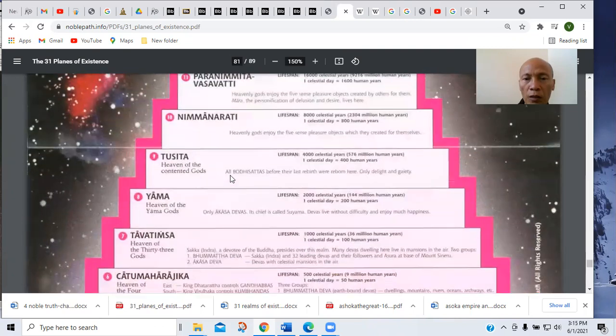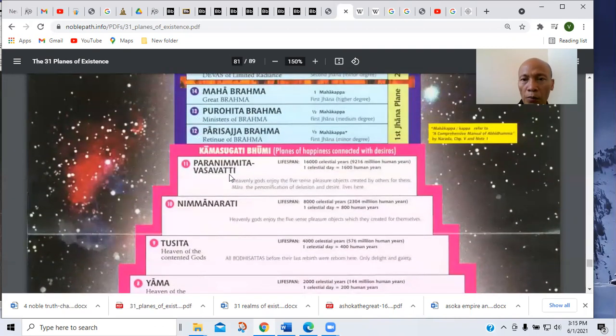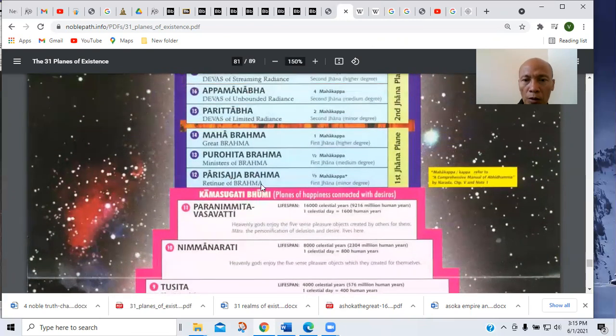This is in the desire realm, and the next one is the celestial beings who live in the form realms. So here, the retinue of Brahma, the first jhana, the minor degree of this meditative state of mind. They have the lifespan of one third of a Maha Kappa.